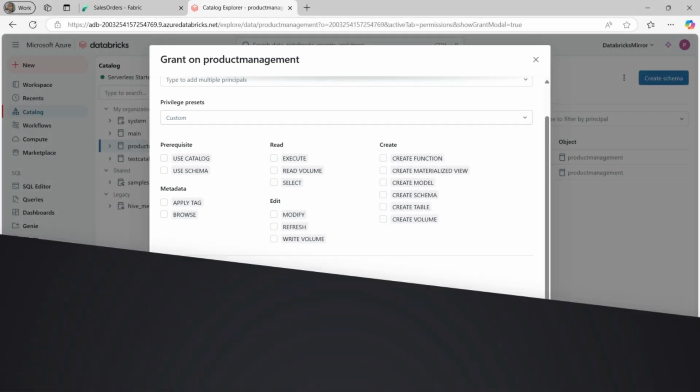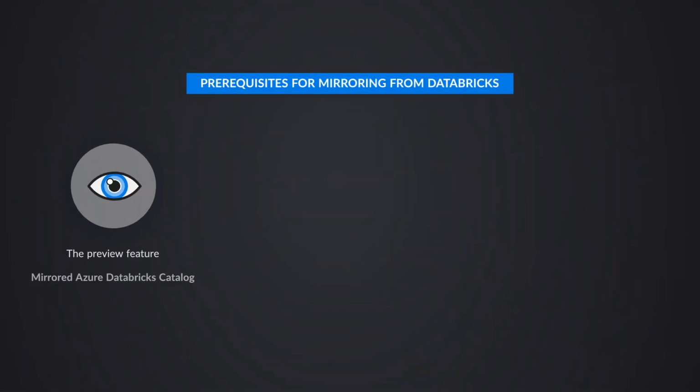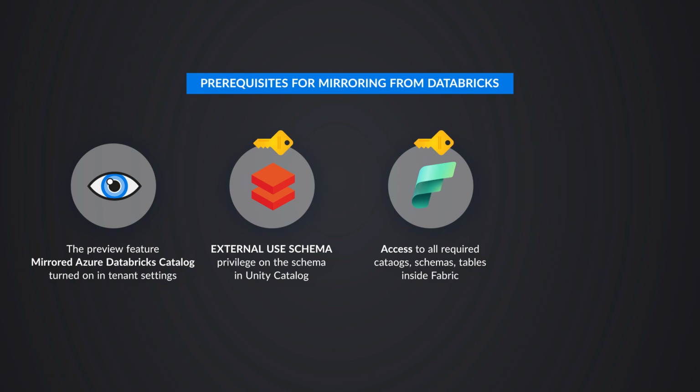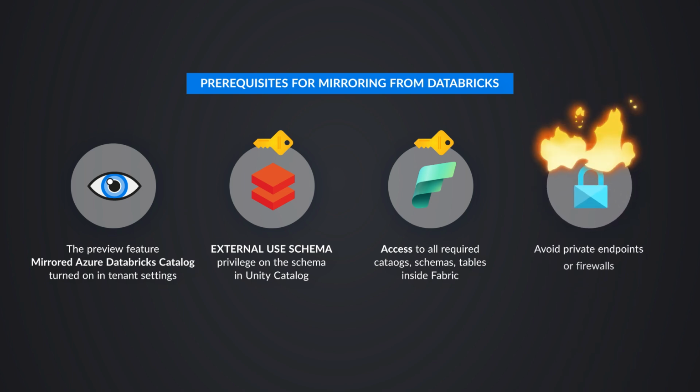There's other prerequisites that you'll need to ensure are in place. Like, it's a preview feature, so you need to turn it on in your tenant in Fabric. You need to make sure that you have proper access controls. You need to make sure your storage account that contains Unity Catalog and the Azure Databricks workspace is not behind a private endpoint or a firewall. Once those are in place, then you can go to set up your mirror.